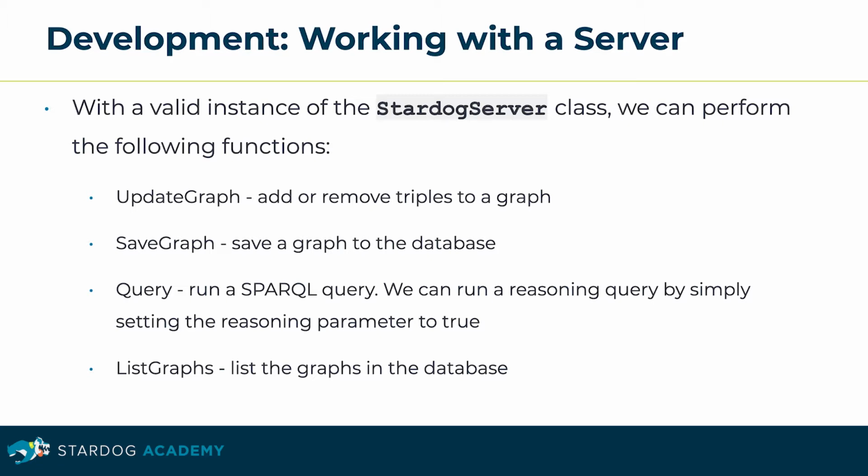With a valid instance of the StardogConnector class, we can perform the following functions: update graph, add or remove triples; save graph, save a graph to the database; query, run a SPARQL query. We can run a reasoning query by simply setting the reasoning parameter to true, and list graphs, list the graphs in the database. Note that all of these functions are provided as both synchronous and asynchronous versions for maximum flexibility when developing a solution.